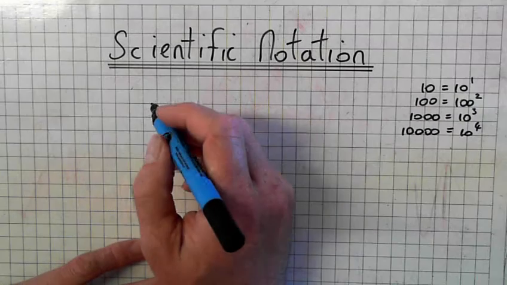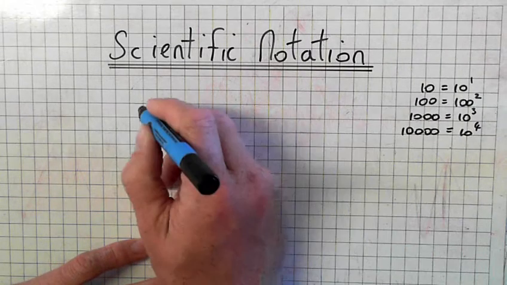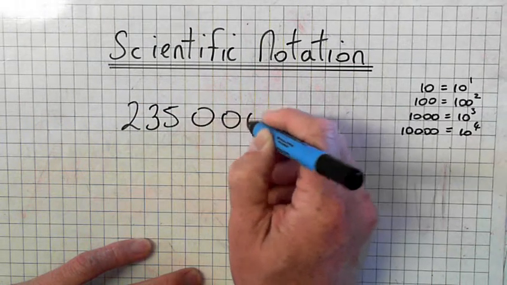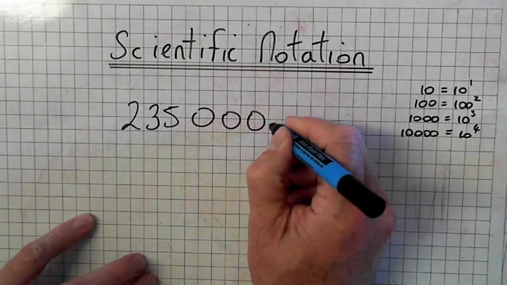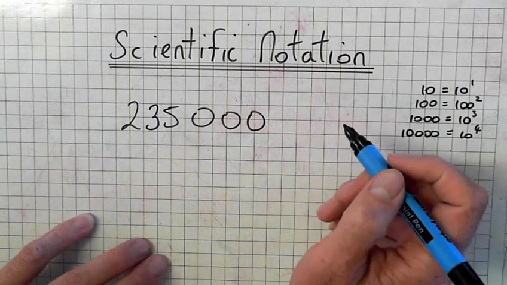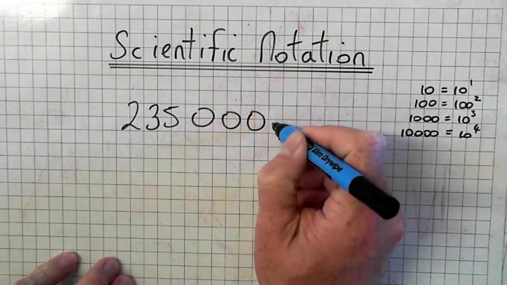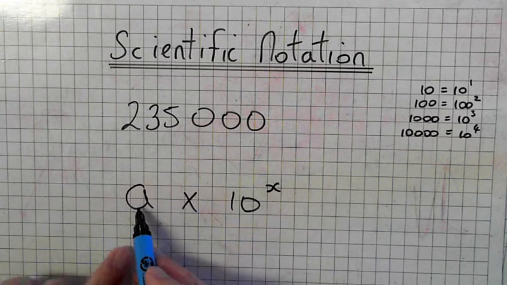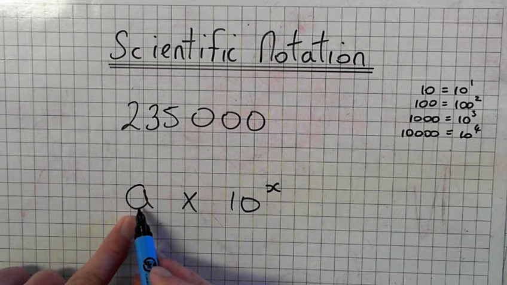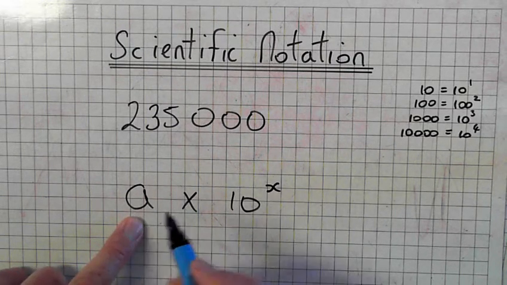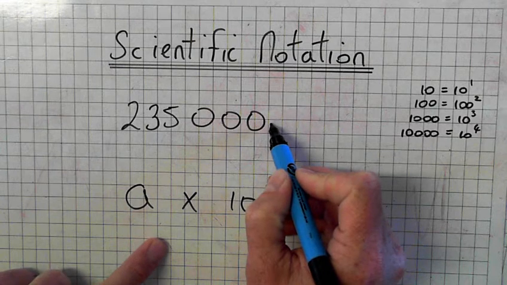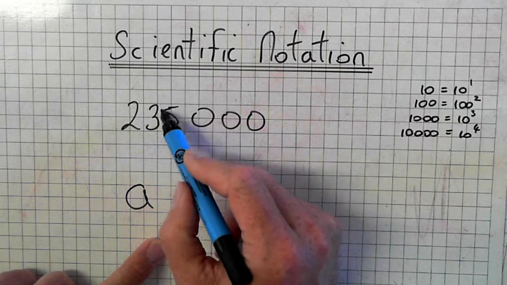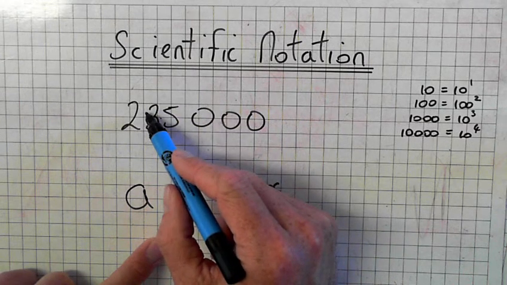Right, so pick a number. 235,000. Alright, so we start off with, there's the decimal point. And in scientific notation, we have to write the answer like this, a by 10 to the x, where this number has to be between 1 and 9. So we start off with the decimal point here, and we'll count the number of jumps. 1, 2, 3, 4, 2.3 is between 1 and 9.